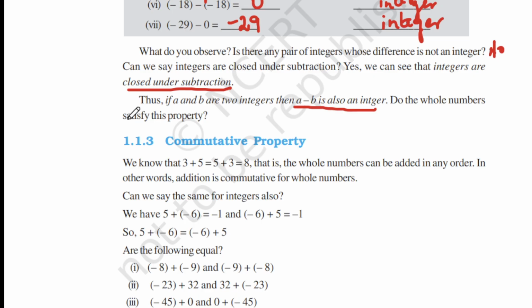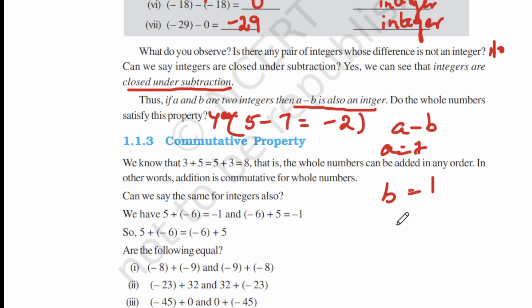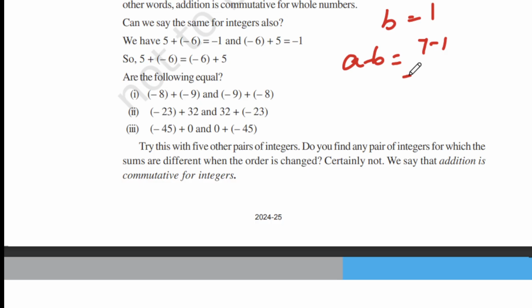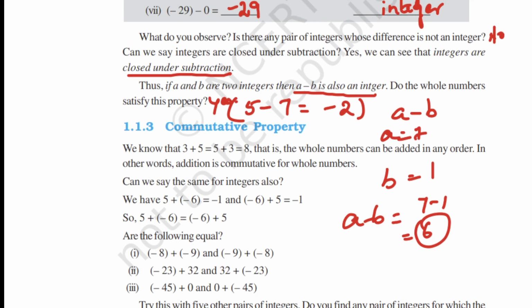Okay, do whole numbers satisfy the property? For example, 5 minus 7 is minus 2, so it does not stay a whole number. Here we have integers, for example, a minus b is equal to 7 and b is equal to 1, and a minus b, which is 7 minus 1, is 6, which is also an integer. Okay, so integers are very easy, children. You have to concentrate and try to practice more sums. It will be very easy for you.